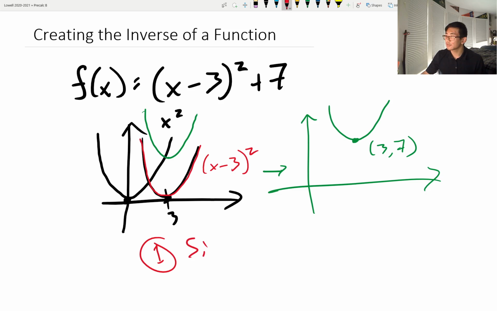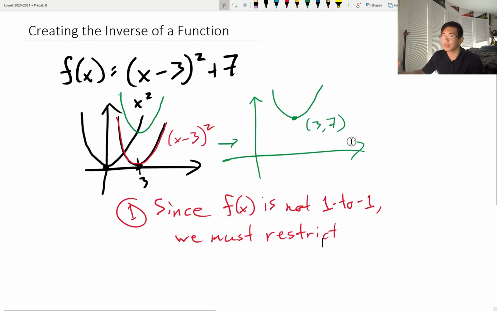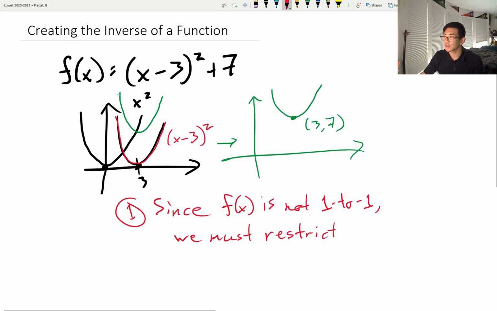So what we need to do is restrict the domain. Since f of x is not one-to-one, we must restrict the domain. And again, this is all because we want the inverse to be a function, and we'll see why that matters in a later video. We must restrict the domain of f. We actually have two options here, because you could take either the left half of the parabola or the right half. So let's just pretend we wanted to take the left half.